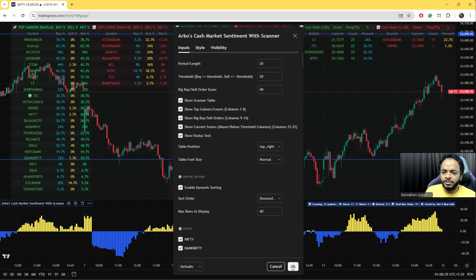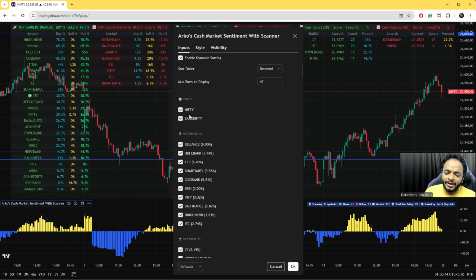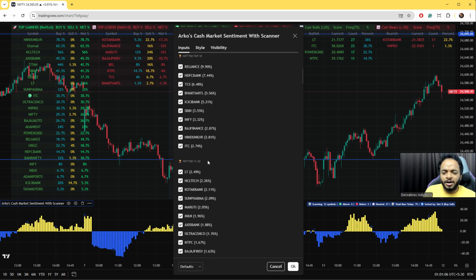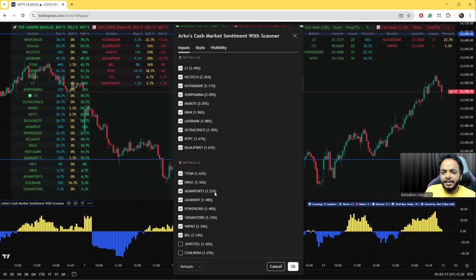And first of all, we have listed all these. For indices you have Nifty and Bank Nifty, because the cash market sentiment indicator needs volume, and for Fin Nifty, BankEx, Sensex, and Midcap, you don't have volume actually on TradingView. So that's why for indices we have Nifty and Bank Nifty, and then for stocks you all know that we have volume everywhere. So I have listed down the stocks in a very nice way, like for the Nifty 50, the top 10 with weightage given, and then 11 to 20.